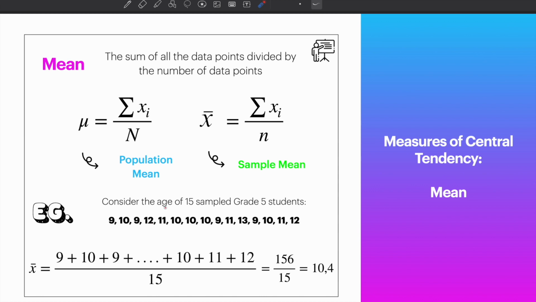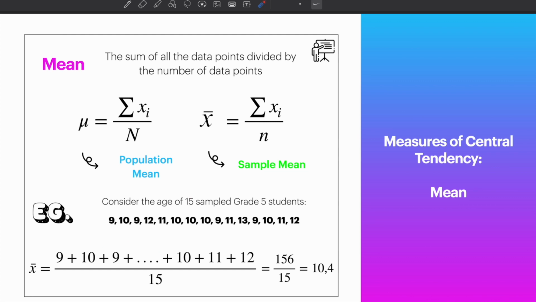Now let's consider the age of 15 sampled grade 5 students here. So what is done in this example is that we've taken 15 students that are in grade 5 and we collect the variable age. So we're just trying to see where the age is centrally located, or what is the expected age of a grade 5 student. Okay, so what do we do?